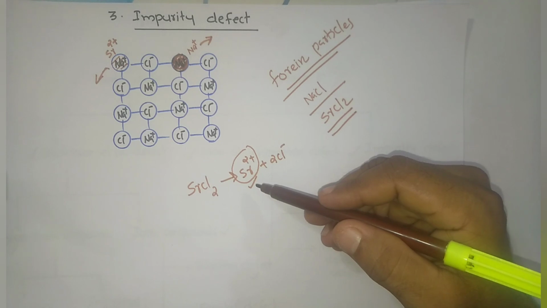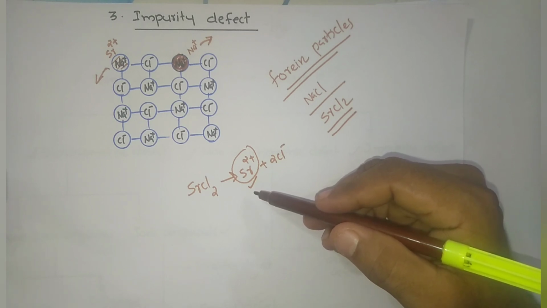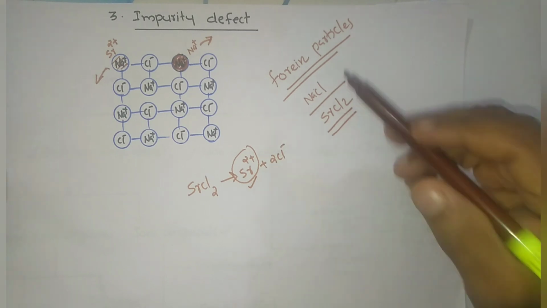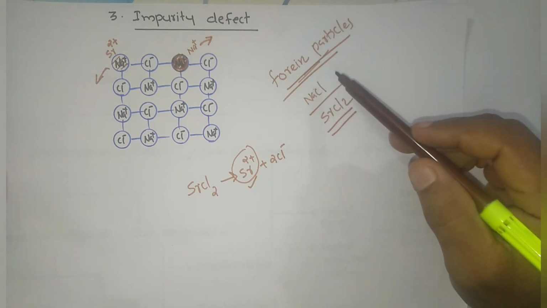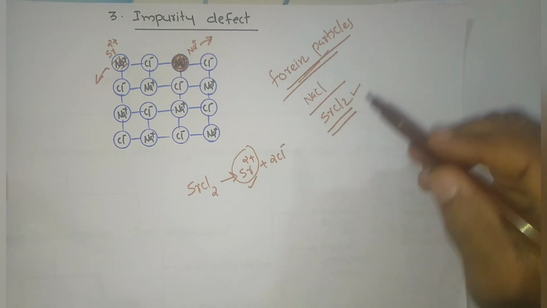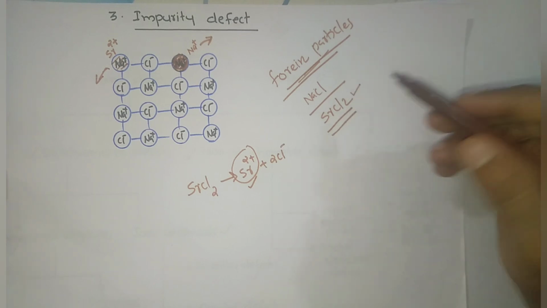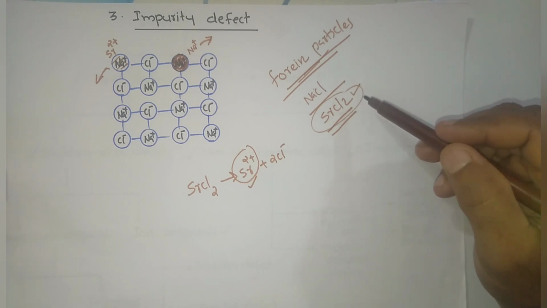Each Sr2 plus ion replaces Na plus ion. It occupies the site of one ion and the other site remains vacant. The cation vacancy produces an equal number of Sr2 plus ions. That is the impurity defect, which arises due to the presence of foreign particles in a crystal. For example, sodium chloride containing a little amount of strontium chloride as a foreign particle.